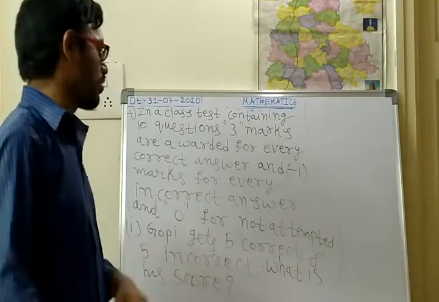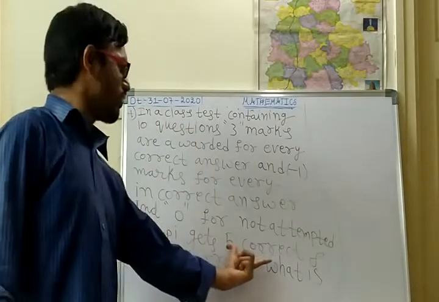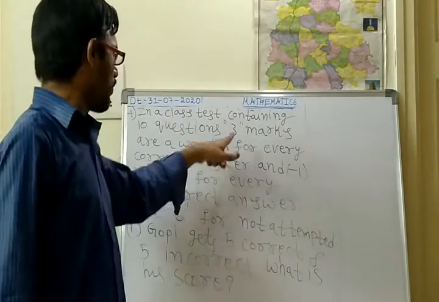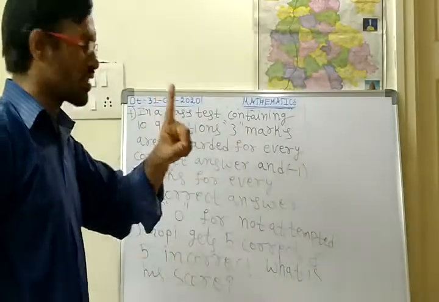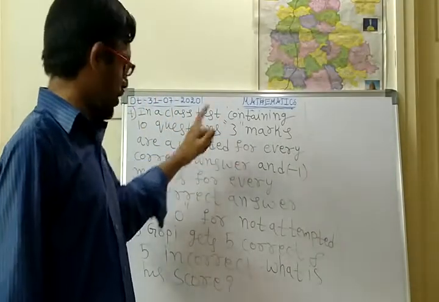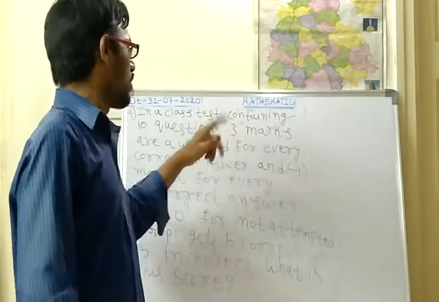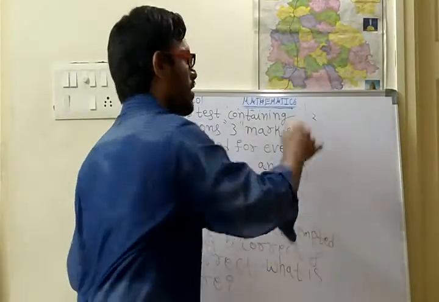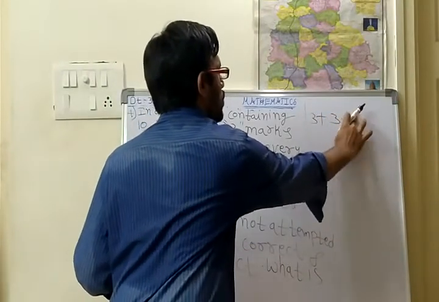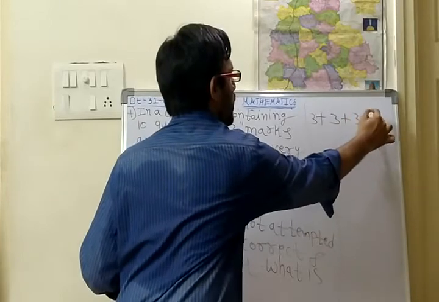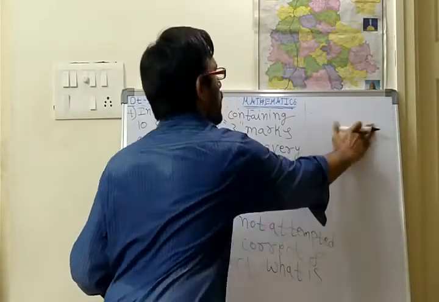So only 10 questions are there. In the 10 questions, 5 are correct. So for each correct answer, it is 3 marks. So for one answer, you add 3 marks. So for 5 correct answers, you write: for one answer 3 marks, for another answer 3 marks, like that 5. So you try to find like this, 3 plus 3 plus 3 plus 3, or else directly with the help of multiplication you can do it also.